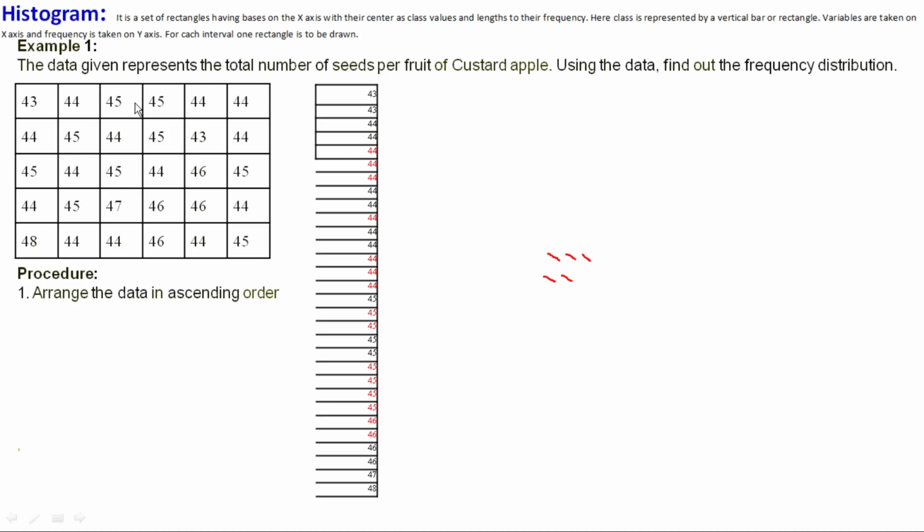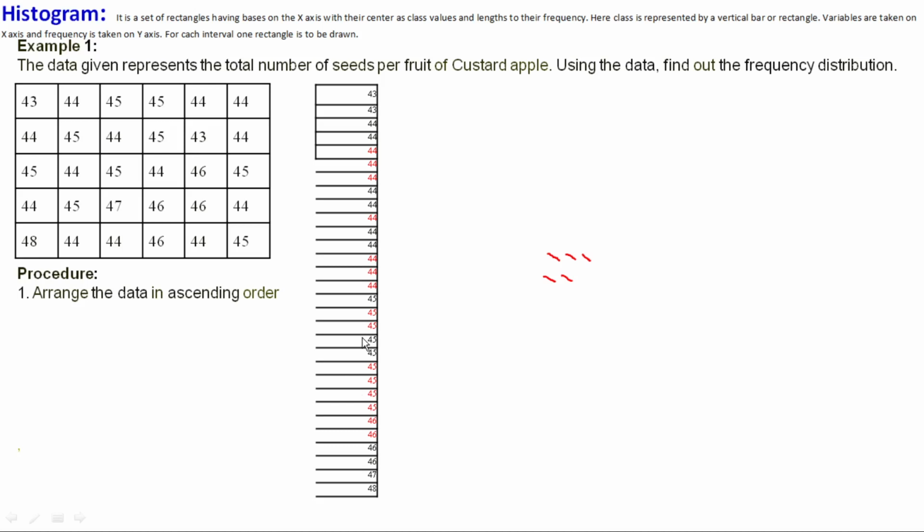First of all, you have to look at which is the least value and which is the maximum one, and accordingly go ahead arranging it one by one in ascending order. So this is the basic step you have to follow: arranging the data in ascending order. That is the first key step.